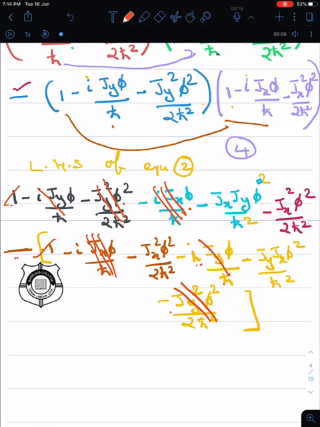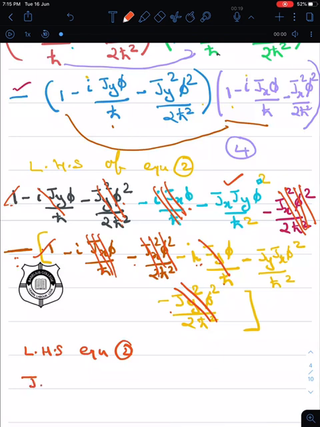Again you can see that we have here jx square phi square by 2h cross square. Here also you have plus, so that also gets cancelled. So the remaining terms are just jx jy phi square by 2h cross square and minus jy jx phi square by 2h cross square. So that we'll just write down as the left hand side of equation 2.